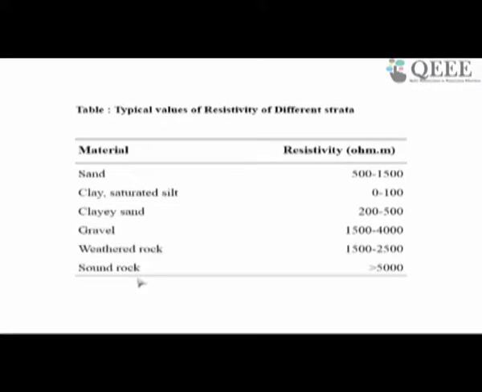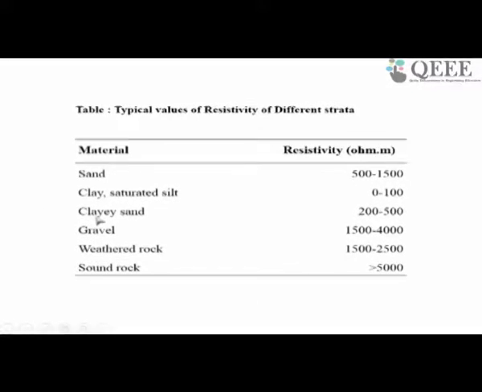Now some of the resistivity values for ground materials, like sand, you have a resistivity value in ohm meters. As you can see here, this value varies from 500 to 1500. As we can guess, for ground they are very highly variable. Even when you call it sand, different places will have different characteristics. So that is why so much variation is there. Now if you have clay or saturated silt, the resistivity will vary from 0 to 100.